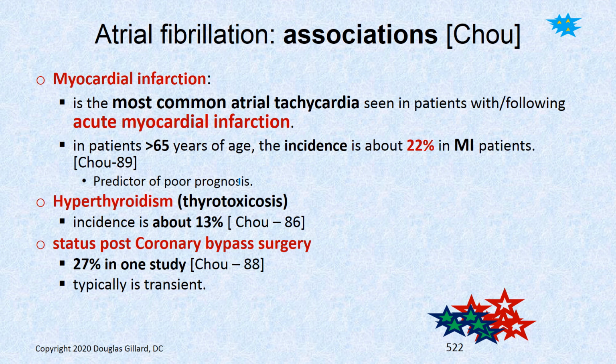How about some associations? Myocardial infarction is the most common cause of atrial arrhythmia or atrial tachycardia seen in patients, either right before the myocardial infarction or as it's going on or right after it occurs. In patients greater than 65, the incidence is about 22% in myocardial infarction patients. So about 22% of patients are going to end up with AFib after myocardial infarction. Another cause of it, perhaps a treatable cause, is hyperthyroidism. Always think of the thyroid. It can make the heart really twitchy. Status post-coronary bypass surgery, which probably means the patient had a heart attack, so it kind of loops back to this one. But there may be, they nick the myocardium during the procedure, and that can form an irritable ectopic focus as that heals, or it can form a kind of racetrack because of that scarring.